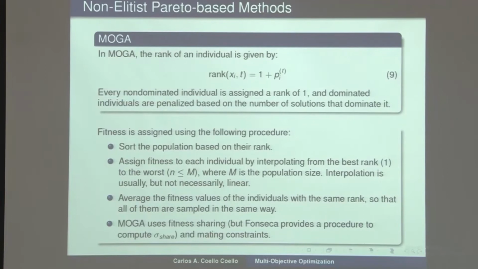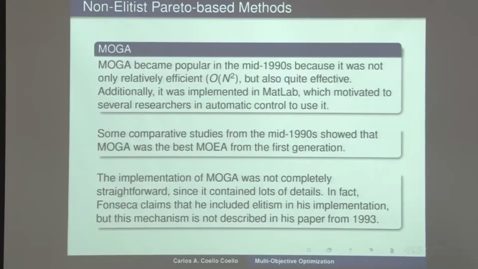Also, he uses fitness sharing, but Fonseca was a very smart guy, so he proposed a way of computing sigma share, which was very easy. He considered that he wanted as many circles as solutions he had in the population, and for computing sigma share, he only took the extreme values of the objectives that were known at that time, and divided that by the number of solutions, and he could get a very easy geometrical expression to compute sigma share. So it was a very sort of trivial expression, but he spared the user the trouble of having to define sigma share. So this was a very nice algorithm.